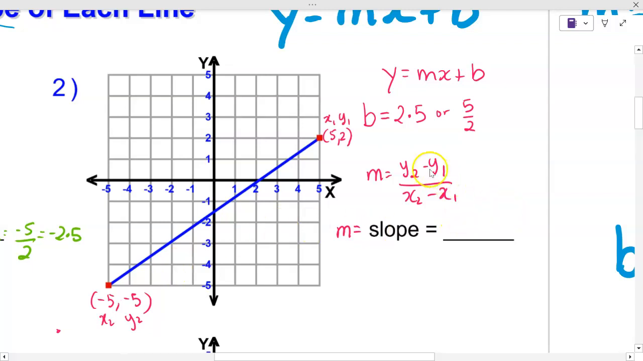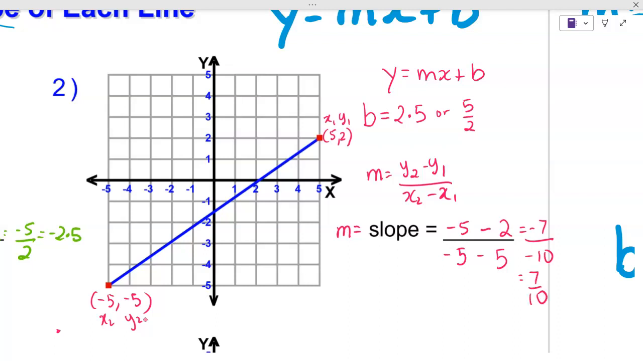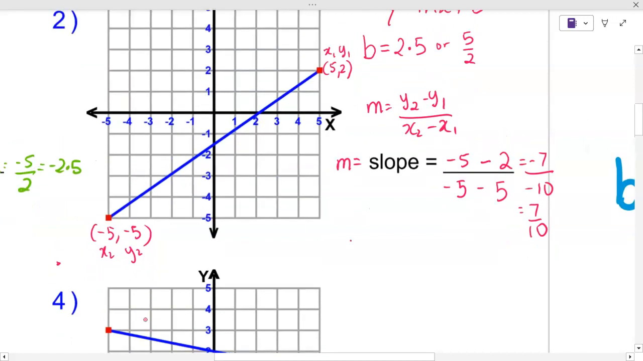Let's subtract them. So y's are on the top. y2 is minus 5. Take away my y1, which is 2. x2 is minus 5. Take away my x1, which is 5. Minus 5 minus 2 is minus 7, over minus 10. The negatives will cancel, and I'll get 7/10 as my m. So y equals 7/10 x plus 2.5.